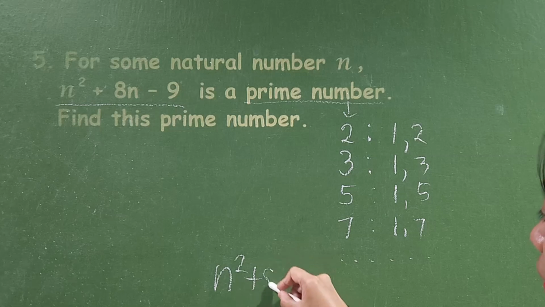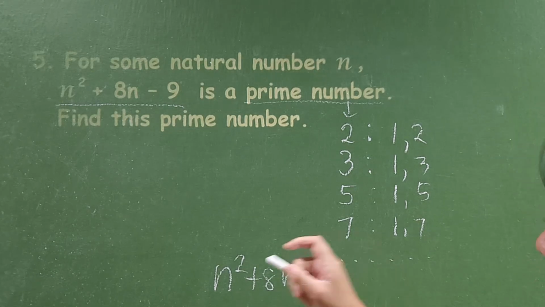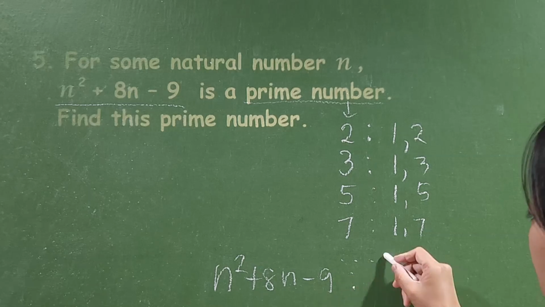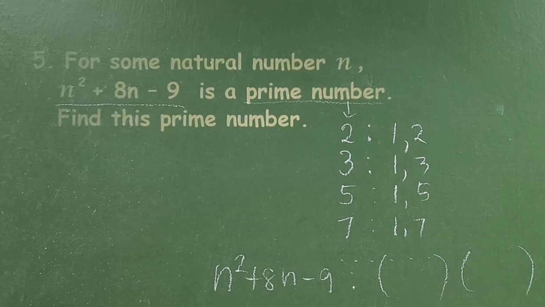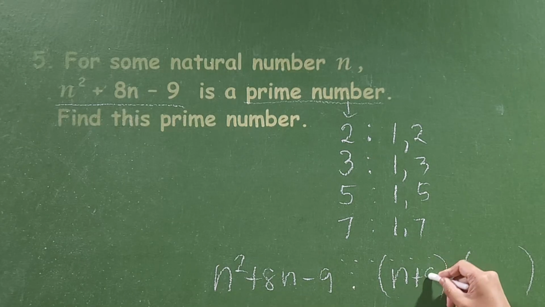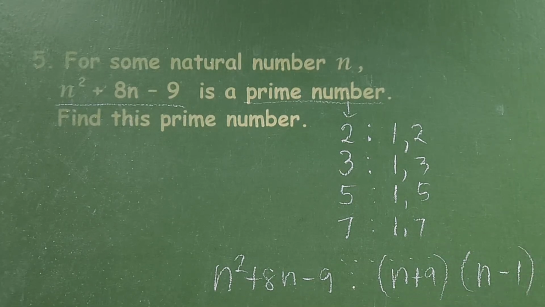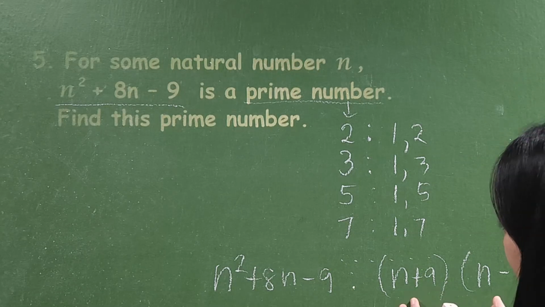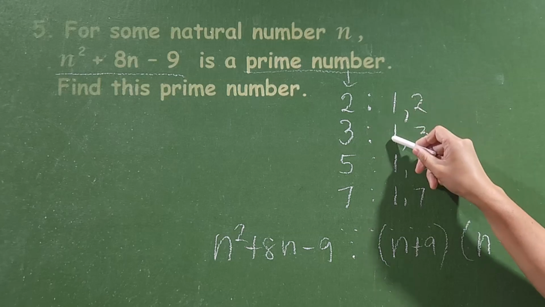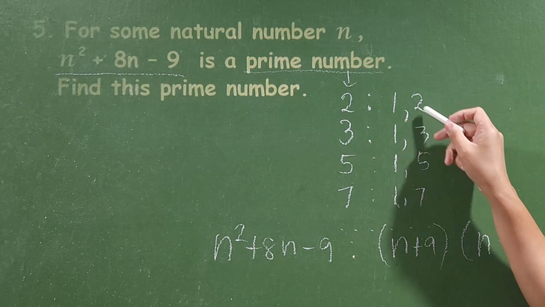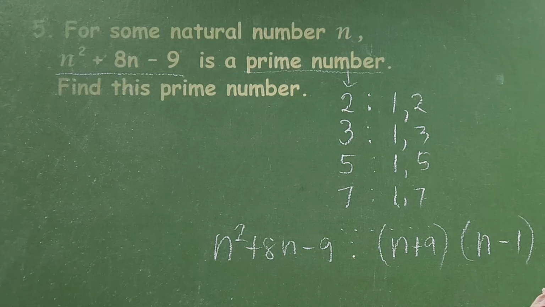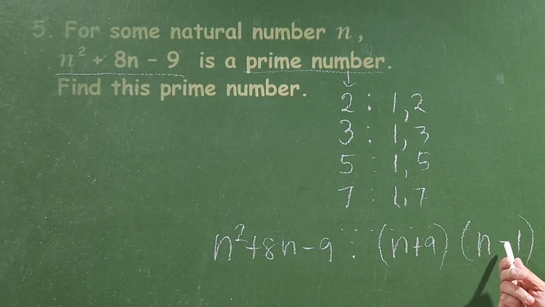n squared plus 8n minus 9. If this is a prime number, then it also has only two factors. Considering also that this trinomial has only two factors, if we factor this trinomial, we have n plus 9 times n minus 1. So in these two factors, one is 1 and another one is the number itself. This is plus and this is minus.